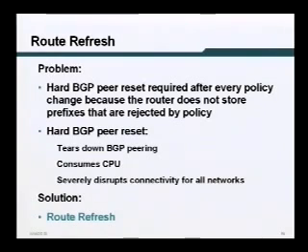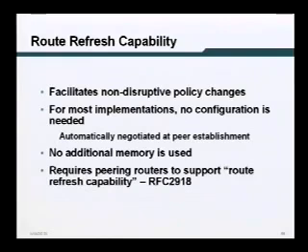You could do what we did and do this during the maintenance period, but having to reset BGP sessions during the maintenance period when customers wanted it done 4 days ago for the new policy, that's not very customer friendly either. So the solution for this was route refresh. Okay. So it facilitates non-disruptive policy changes. For most implementations, no configuration is needed. And it's actually automatically negotiated at the time the peer is established.